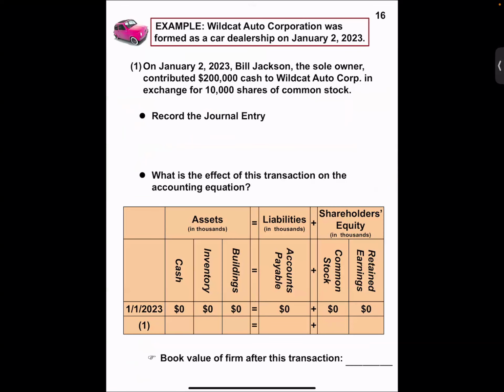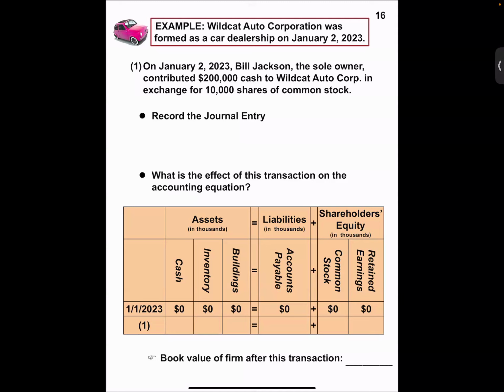All right. So the example we're going to use here for the next several slides is of Wildcat Auto. Wildcat Auto is a car dealership. They just started business January 2nd, 2023. Bill Jackson is the owner of Wildcat Auto. On January 2nd, Bill takes $200,000 of his personal money and deposits it into the checking account for Wildcat Auto. In exchange for giving up that money and putting it into the business, Bill gets 10,000 shares of common stock.